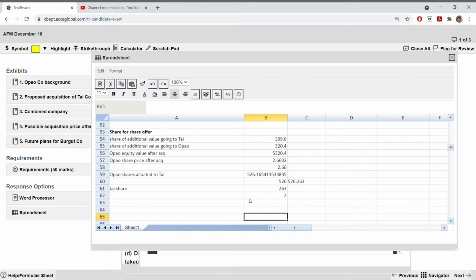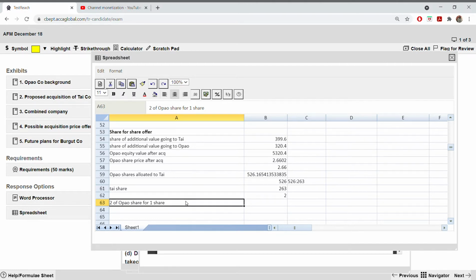That means we have solved the question. They have not given us the number of shares we are giving to Thai, but we have found it out. It's 2:1. That means 2 Oppo shares for 1 Thai company share. That's what we wanted to find out. 2 Oppo shares for 1 share of Thai. Make sure that you write this. Now it's understood.